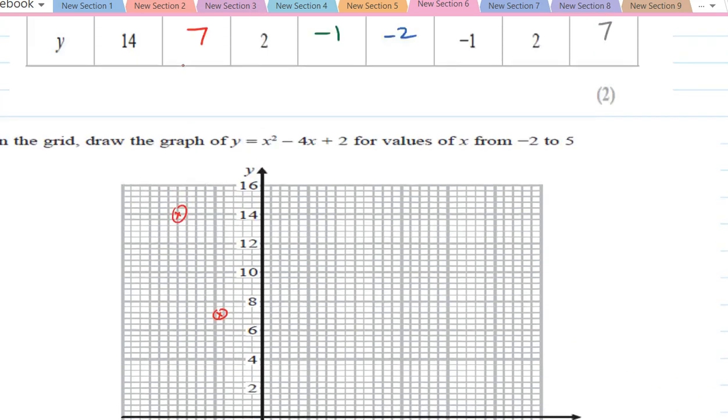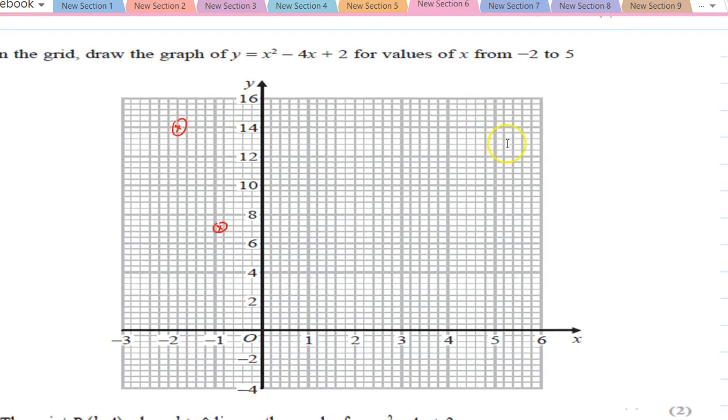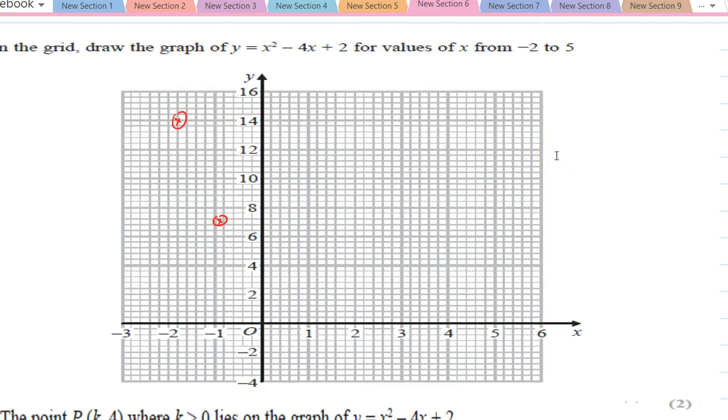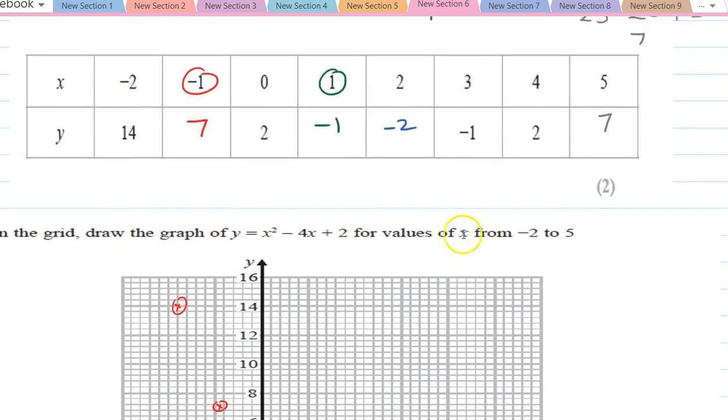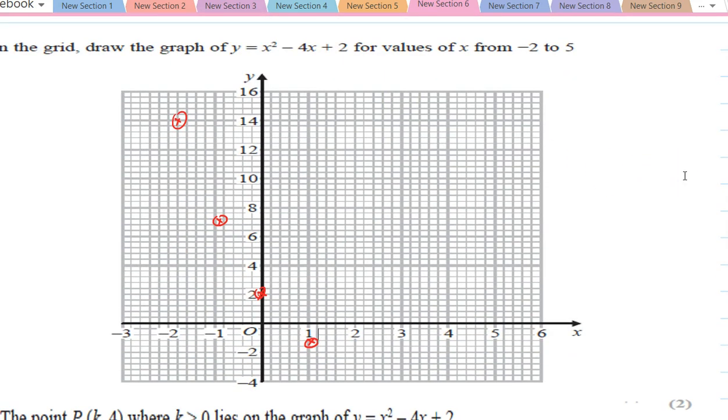The next value is minus 1, 7, which we have taken. Now 0 and 2, and 1 and minus 1. So x is 0 and y is 2, this one, then 1 and minus 1, this one. Next value is 2 and minus 2, and then 3 and minus 1.